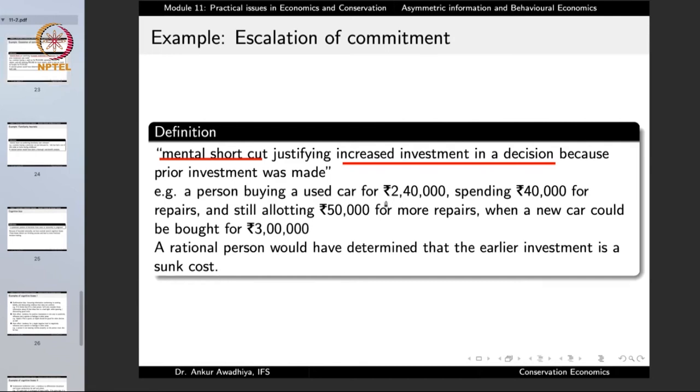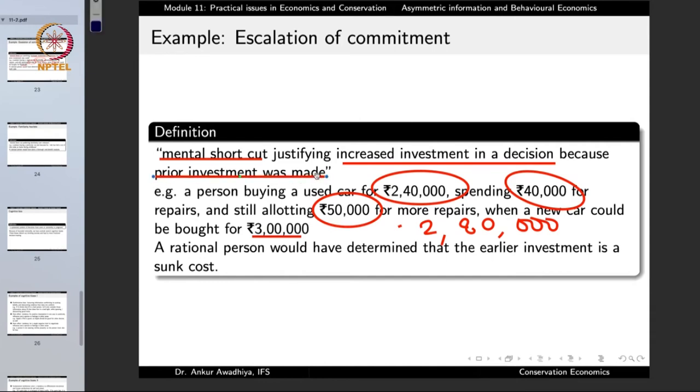Now in this case, the person bought this car for 2,40,000 thinking that it is less than 3 lakhs. The person has already spent 40,000 rupees. So now the amount that has been spent is 2,80,000. But now the person is still allotting 50,000 rupees more for the repairs. So if this amount is spent, the total amount will be 30,000 more than the price of a new car. But still the person is justifying this investment because a prior investment was already made. So the person would think that because I have already spent 2,80,000 rupees, 50,000 more is not that high a price or that high an investment.